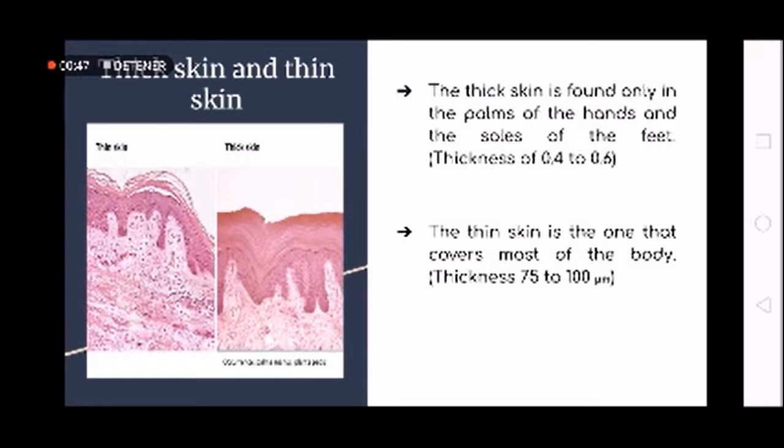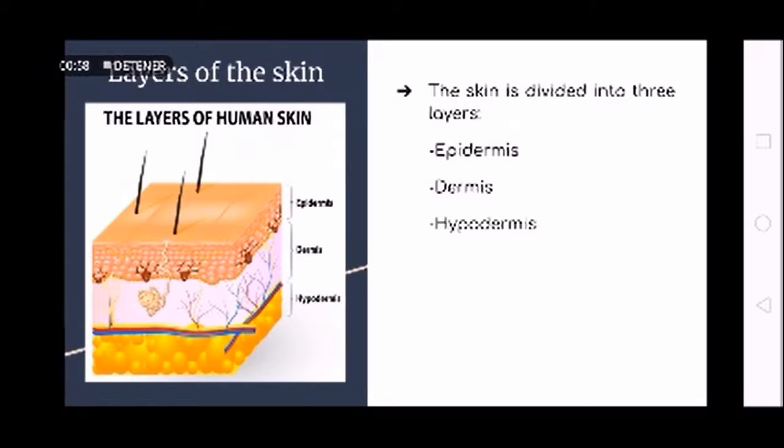There is thick skin and thin skin. The thick skin is found only in the palms of the hand and the soles of the feet. The thin skin is the one that covers most of the body. The skin is divided into 3 layers: the epidermis, the dermis, and the hypodermis.